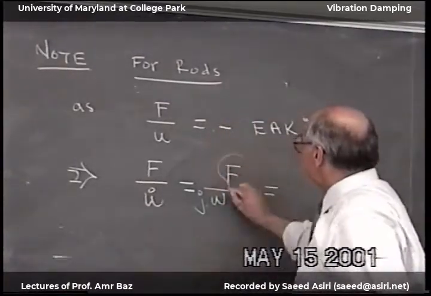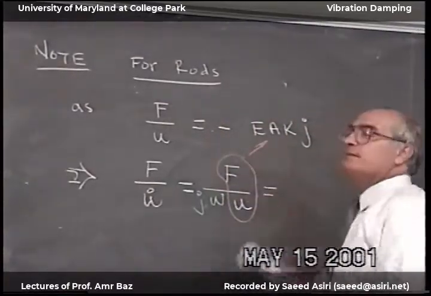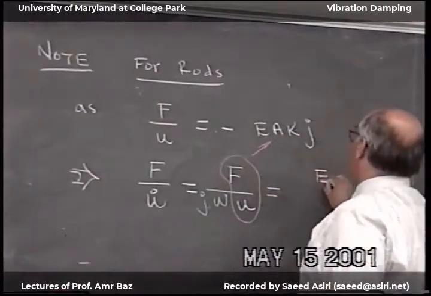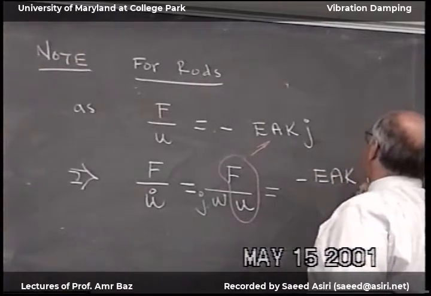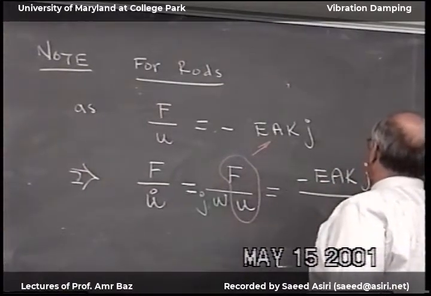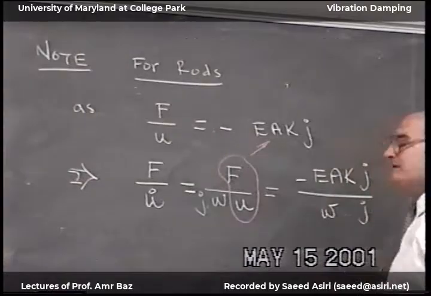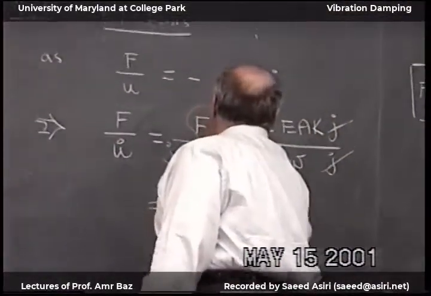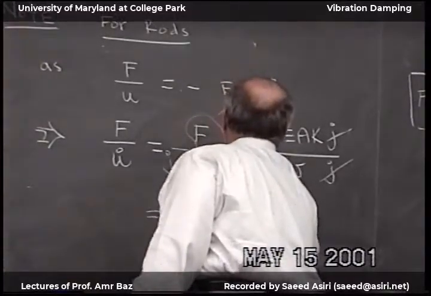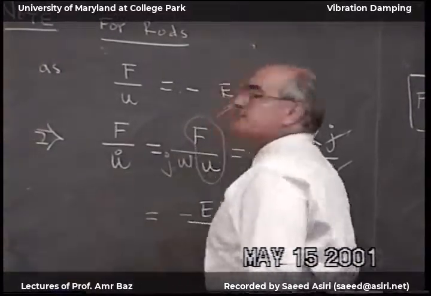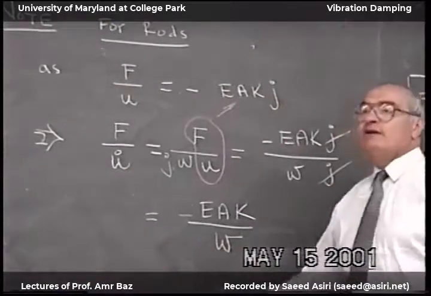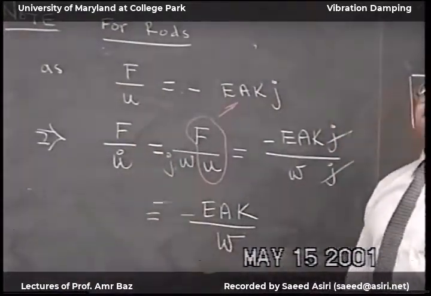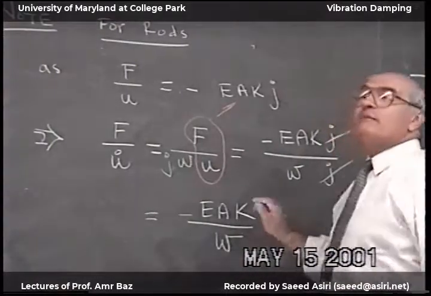I'm going to replace this from here. So this will be, and the j will cancel out, and this will equal to... we know the force over velocity is defined as impedance. So this is the impedance of a rod.